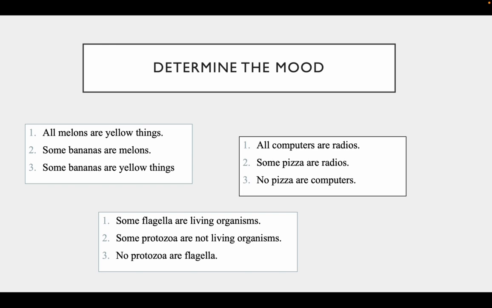Third example, some flagella are living organisms. That's an I. Some protozoa are not living organisms. That's an O. So I-O. And no protozoa are flagella. And that's an E. I-O-E. Very simple.